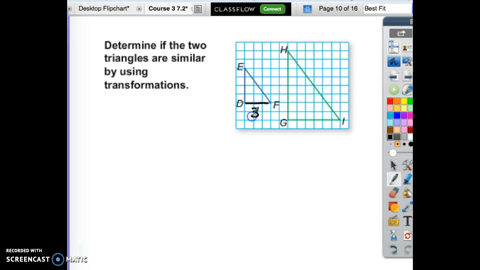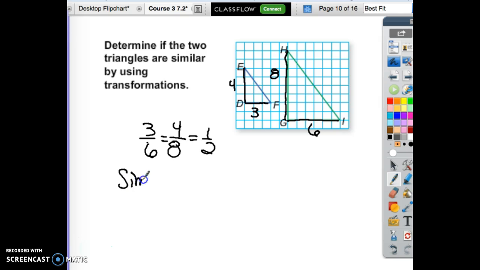So this side is 3, this side is 1, 2, 3, 4, 5, 6, and notice I'm just counting the boxes of the side lengths. So 3, 6. So now this side is 1, 2, 3, 4, and this side is 1, 2, 3, 4, 5, 6, 7, 8. Since 3/6 is equal to 4/8, which is 1/2, these are similar. We could do this side, but those diagonals are hard to count, so we're just going to stick with these ones for now. So these are similar.